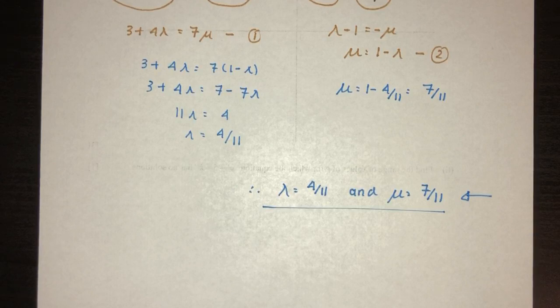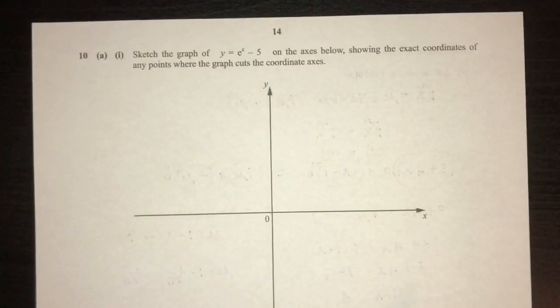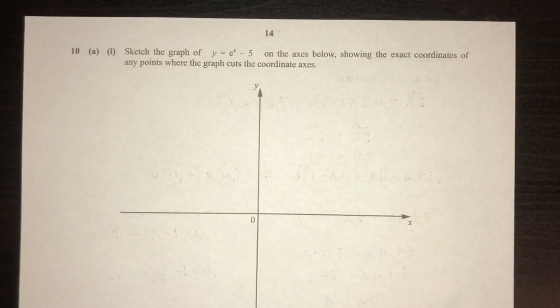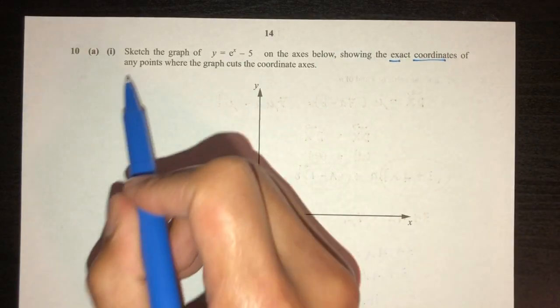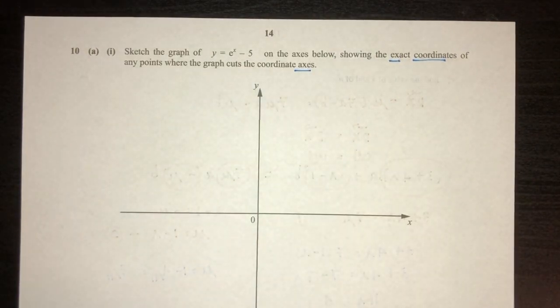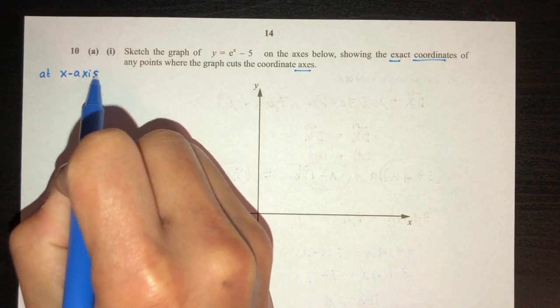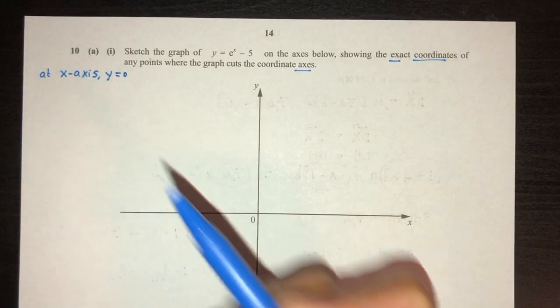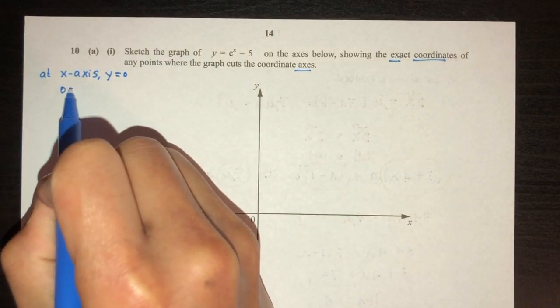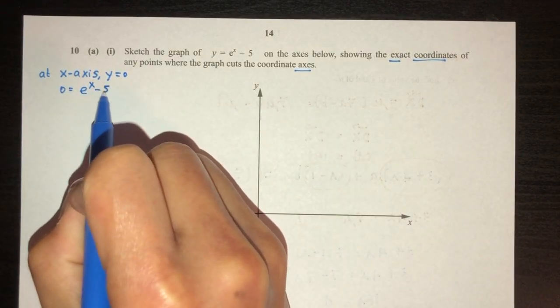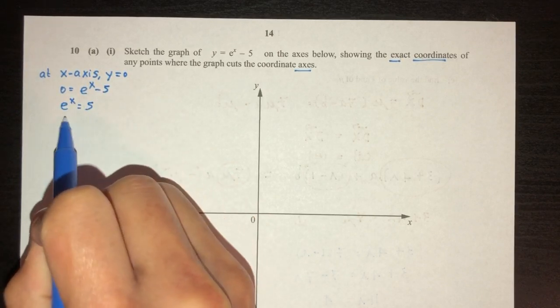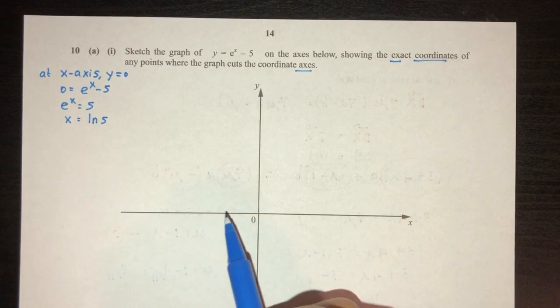Right. Now let's move on to question number 10. First one here, we have to sketch the graph of y equals e to the x minus 5 on the axis below, showing the exact coordinates of the points where the graph cuts the axis. So again, we have to see where it cuts our axis. At the x-axis, the value of y is 0. Let's try to solve this. You will have 0 equals e to the x minus 5. So e to the x is 5. x will be ln of 5. So let's see what is that value.